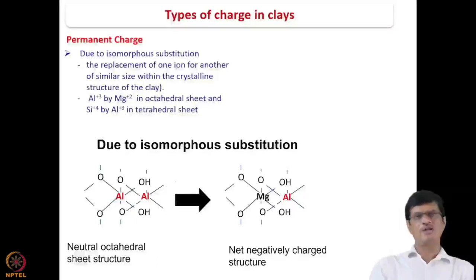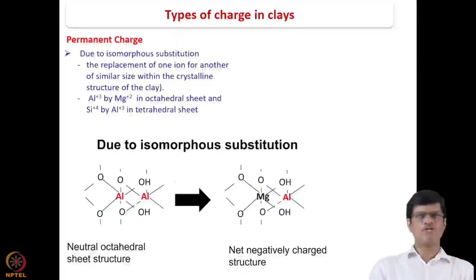Now, the type of charge in the clay. There are some permanent charges due to isomorphous substitution, which is the replacement of one ion by another. So we have one particular set of ions, which is replaced by another set of ions having a similar size within the crystalline structure. For example, aluminium 3+ is replaced by magnesium 2+ in the octahedral sheet, or silicon 4+ is replaced by aluminium 3+ in the tetrahedral sheet. In these cases you have a replacement of the charge, and that is how a permanent charge is present in the structure of the clay minerals, as I have shown.